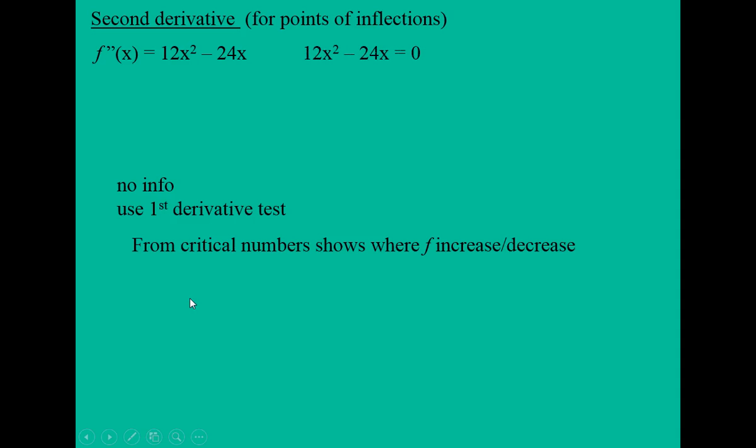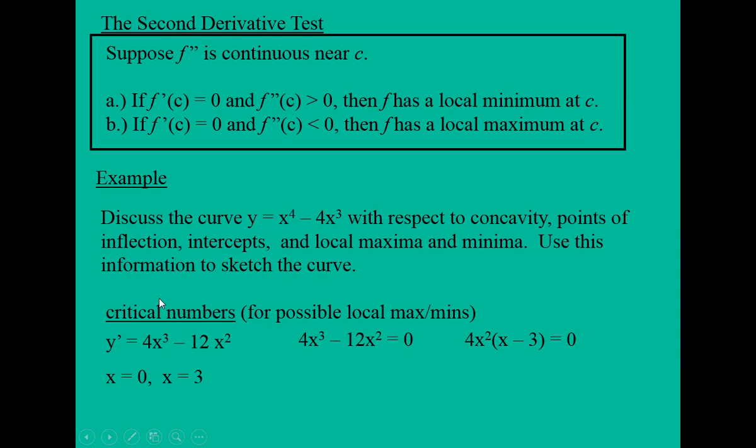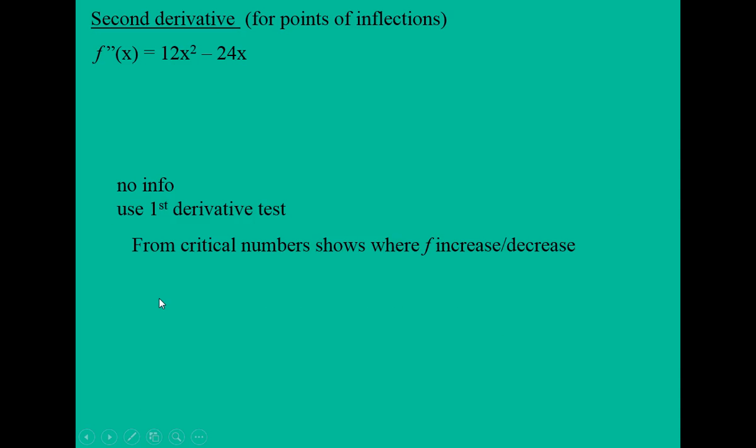Now, the second derivative for points of inflection. So we take the derivative of our derivative, and we get our second derivative. Just to review here, our first derivative was 4x cubed minus 12x squared. So we're taking the derivative of that to get our second derivative. So there's our second derivative.